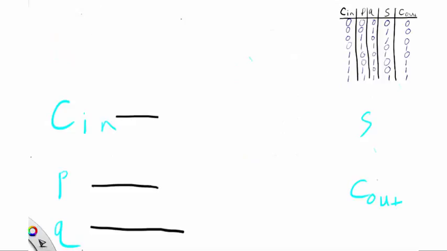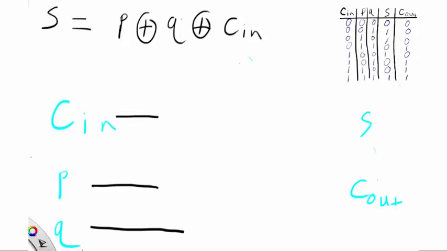Okay, so to go back to our Boolean expressions, S, let's take a look at our table here. So S is 1 in any of the cases where there is only one input that is 1. So really, we could say P exclusive or Q exclusive or Cin. Right? That is the correct expression that demonstrates when S is true.